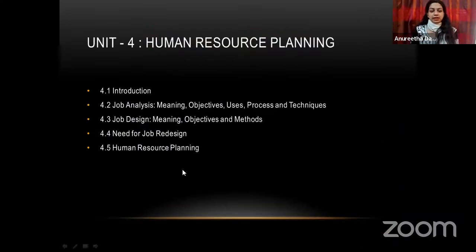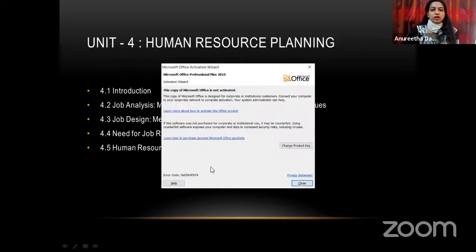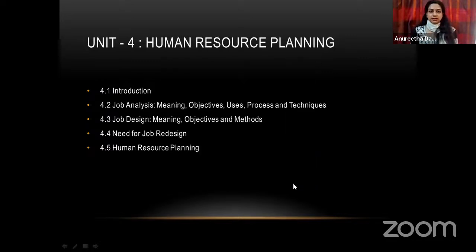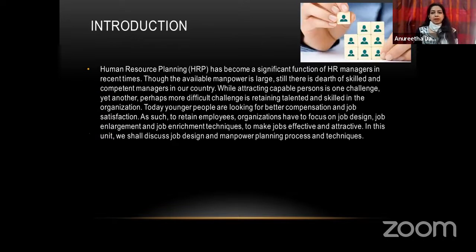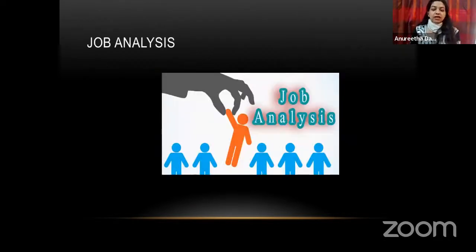Coming to HRP, the fourth unit is human resource planning. Here we'll learn about job analysis, job design, like I told you, the need for job redesign, and what is HRP. HRM deals with planning, right? So everything is about planning the structure, managers, talent, better compensation, job effectiveness, attractiveness, and how to design jobs effectively. So the first thing is job analysis.